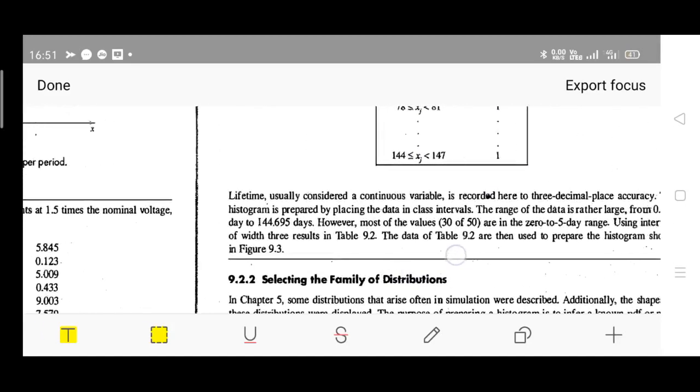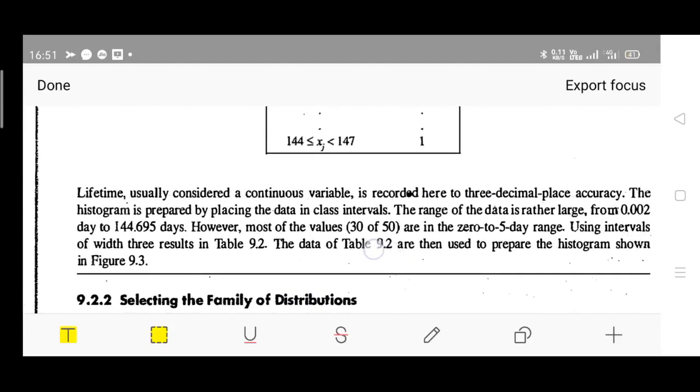The lifetime is usually considered a continuous variable and is recorded here to 3 decimal places of accuracy. The histogram is prepared by placing the data in class intervals. The range of data is rather large, from 0.002 days to 144.695 days. However, most of the values, that is 30 of 50, are in the 0 to 5 day range. Using intervals of width 3, which will be shown in the next table, the data of table 9.2 I will be using are then used to prepare the histogram.